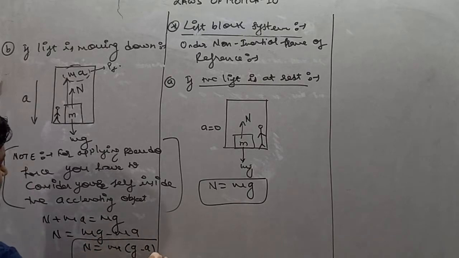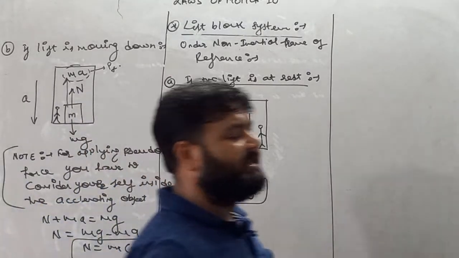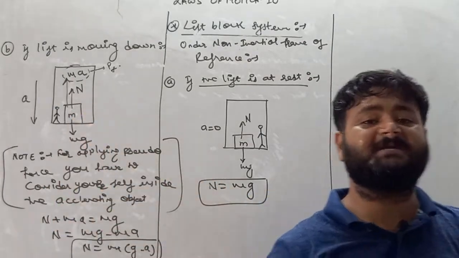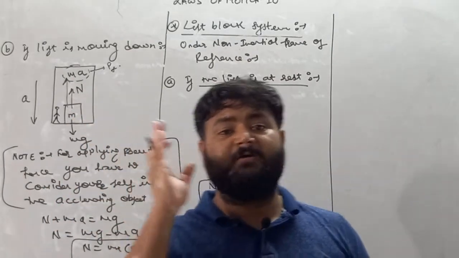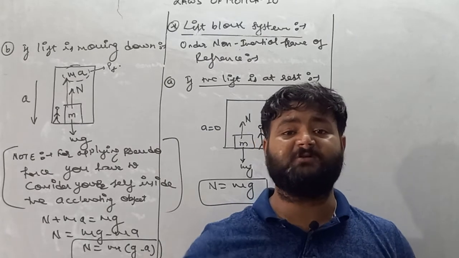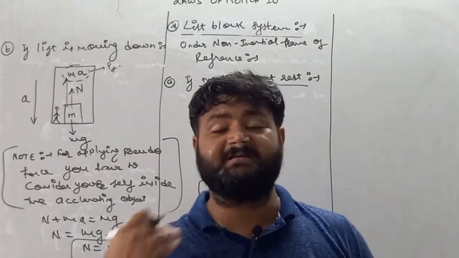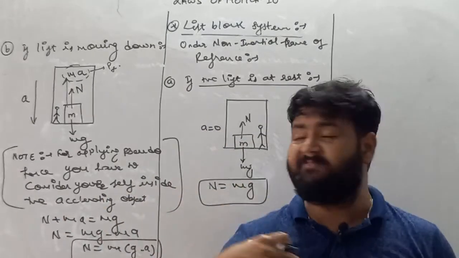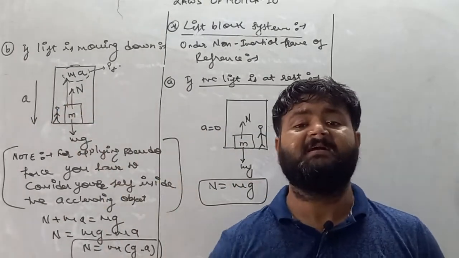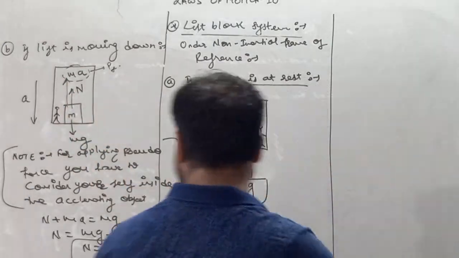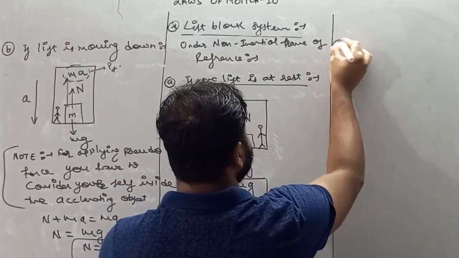See, the same answer will come with the inertial frame and without it. But if you apply pseudo force, the concept becomes easy. But remember, what is the process for applying pseudo force? We have to consider ourselves, or the observer has to consider himself, to be in the accelerating object. Here the accelerating object is the lift. Now moving forward, we are discussing case C.